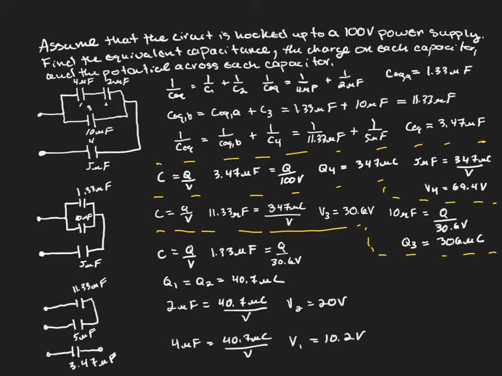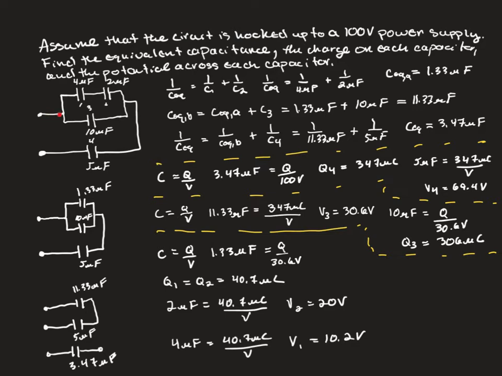Alright, so in this example problem, we're going to assume that the circuit is hooked up to a 100-volt power supply. So between here and here, we're going to have 100 volts. And we're going to find the equivalent capacitance, the charge on each capacitor, and the potential across each capacitor. Alright, so this one's a little bit more of a complex system.